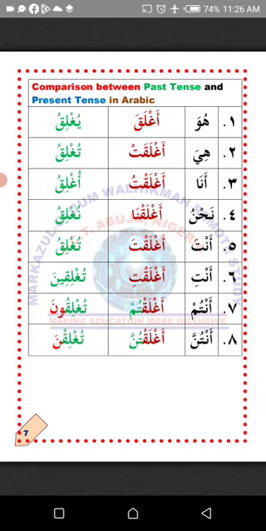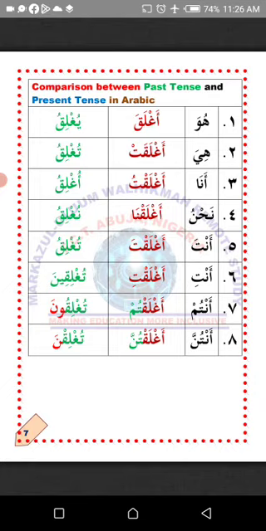Number 3: ana, I. Aglaqtu, I have closed or I closed. Ugliku, I am closing or I close. Number 4: nahnu, we. Aglaqna, we have closed or we closed. Nugliku, we are closing or we close. Number 5: anta, you, a single male person. Aglaqta, you have closed or you closed. Tugliku, you are closing or you close.